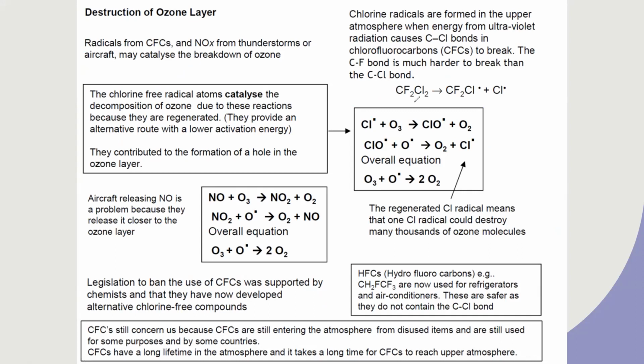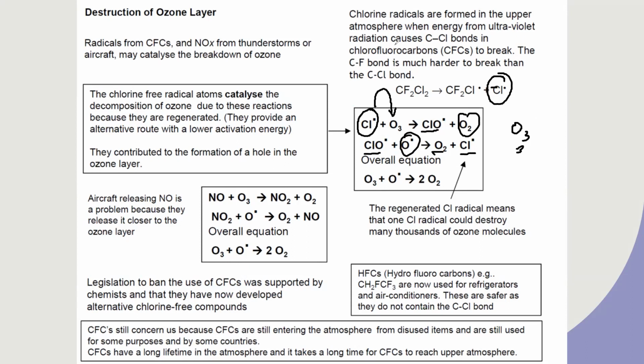So what happens when you are using CFCs, chlorofluorocarbons? The bond breaks between the carbon and the chlorine, and it produces a chlorine free radical. So this chlorine free radical reacts with ozone, and it will form a chlorine monoxide radical and oxygen, and this radical reacts with an oxygen radical in the atmosphere, forming oxygen and, sorry, a chlorine radical. So overall, this chlorine radical is acting like a catalyst, causing the breaking down of ozone, and that is why there is a depletion of ozone.